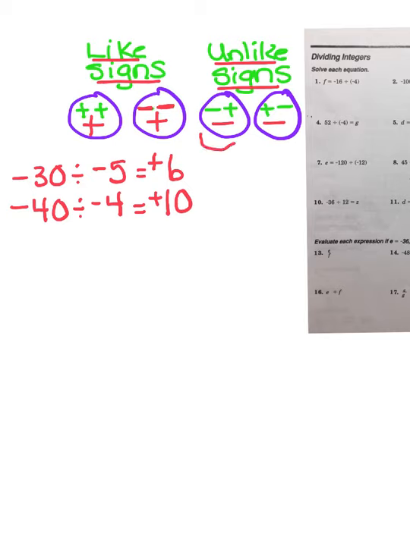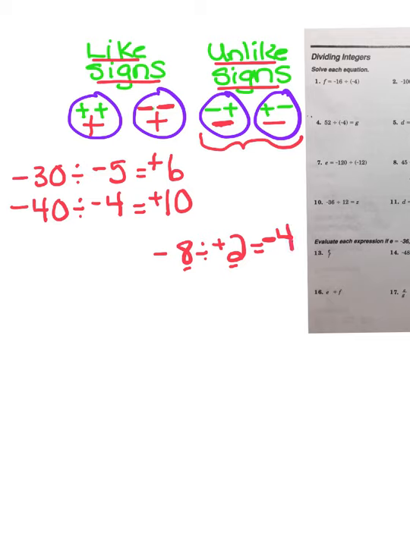But let's do some where we have unlike signs. Take a look at this problem. A negative 8 divided by a positive 2. Well, these are unlike signs, so when we divide, we know we're going to get a negative result. We get a negative. 8 divided by 2 is 4.